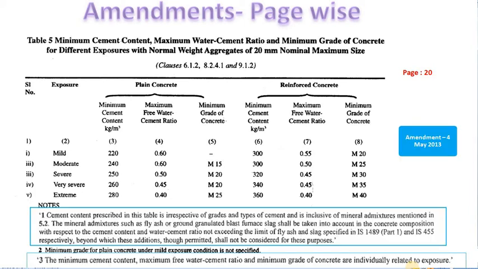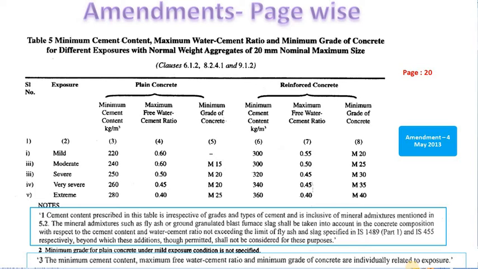The cement content prescribed in the table is irrespective of grade and type of cement and is inclusive of mineral admixture mentioned in 5.2. The mineral admixture such as fly ash or ground granulated blast furnace slag shall be taken into account in the concrete composition with respect to the cement content and water cement ratio not exceeding the limit of fly ash and slag specified in IS 1489 part 1 and IS 455 respectively, beyond which these additions, though permitted, shall not be considered for these purposes.